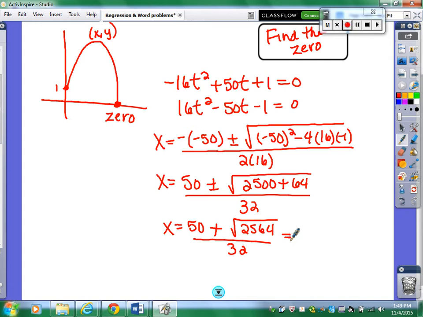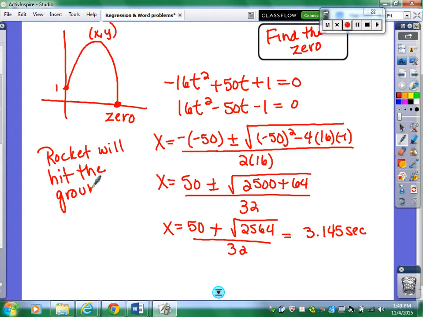All right, take a moment here again, put that in your calculator, and you should be getting 3.145 seconds. So our rocket will hit the ground after 3.145 seconds. Okay? All right, so here basically what we need on these parabolic word problems, you probably need the vertex and the zeros. That's what we're going to use each time.